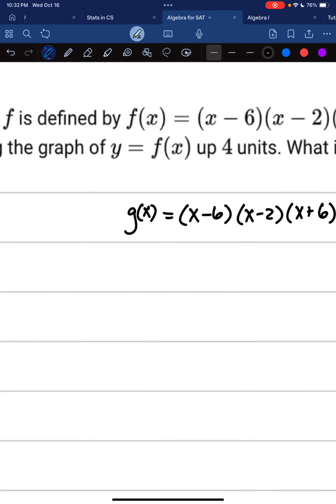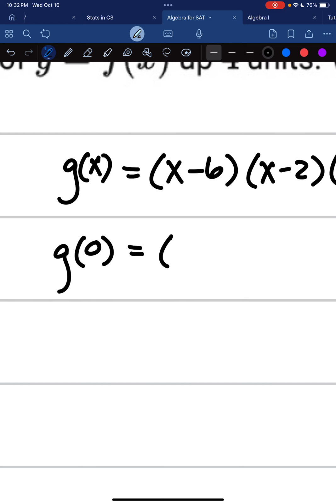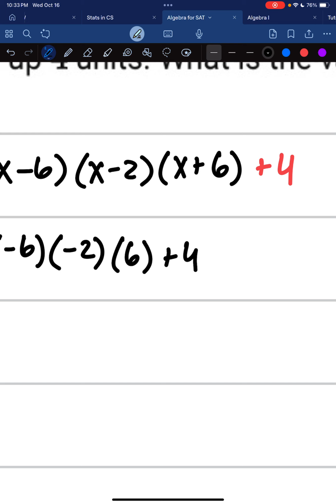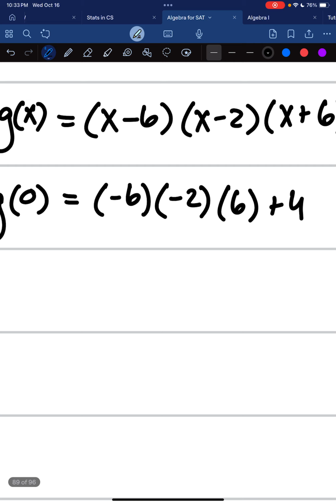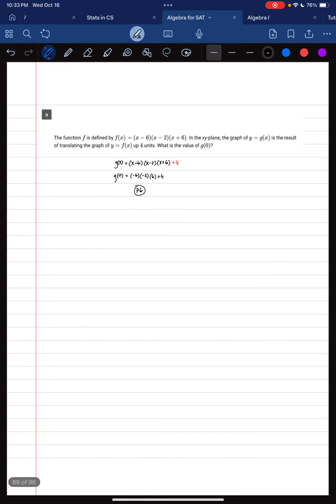And it's asking for the value of g of 0, so we just plug in 0. So 0 minus 6 is negative 6, 0 minus 2 is negative 2, 0 plus 6 is 6, and then plus 4. So now we have negative 6 times negative 2 times 6 plus 4. Let's see, what is that going to be? 12 times 6 is 72, plus 4 is 76. So g of 0 is going to be 76. So if you got this question wrong, then you should review transformations of functions.